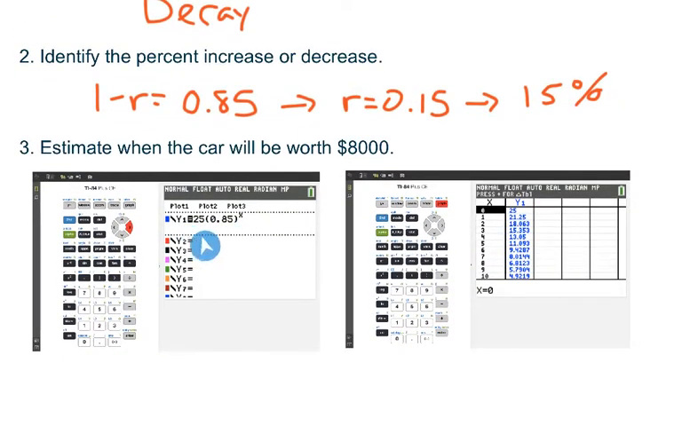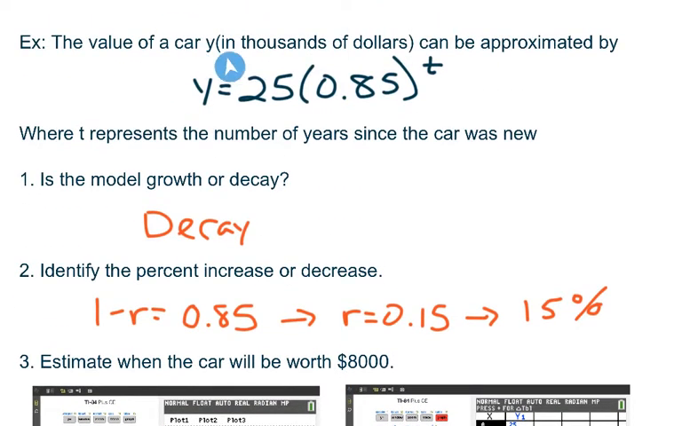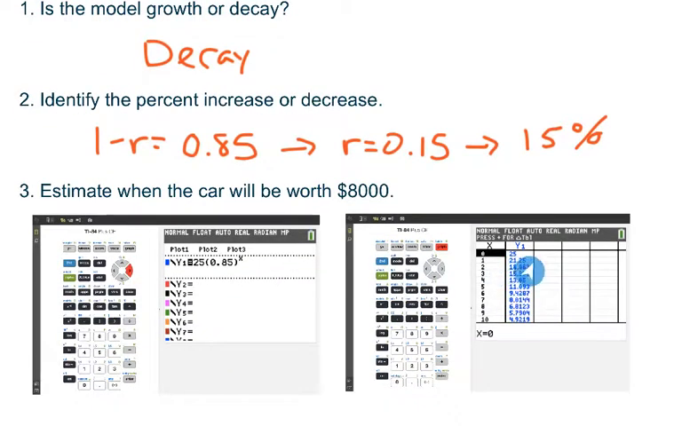After you type this in the Y equals screen, go ahead and hit second graph, and then you're going to get a table. Look at the table. The question's asking estimate when the car will be worth $8,000. Now remember that Y is in thousands. So at time 0, you can see the car's not worth $25. That means the car's worth $25,000. So what we need to do is find a Y value of 8. And it looks like we get one right there at year 7.